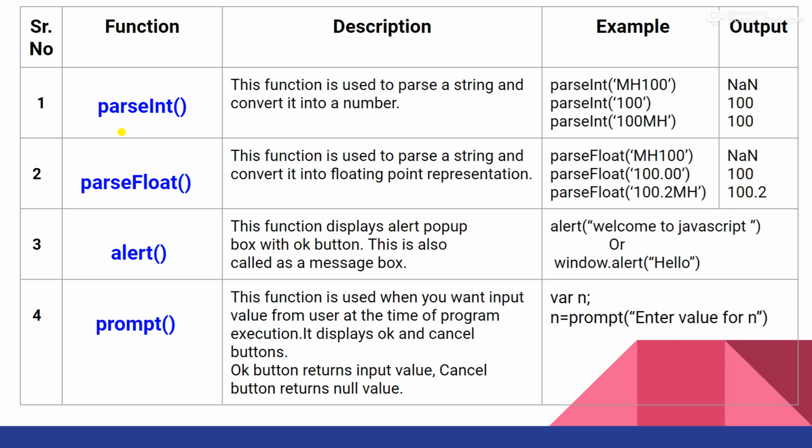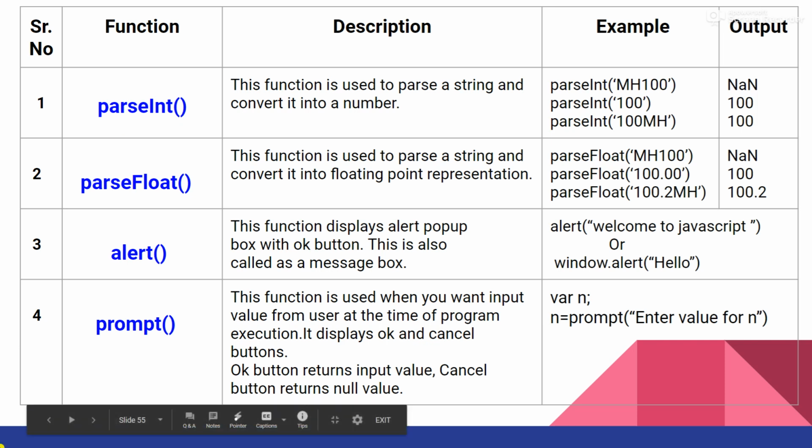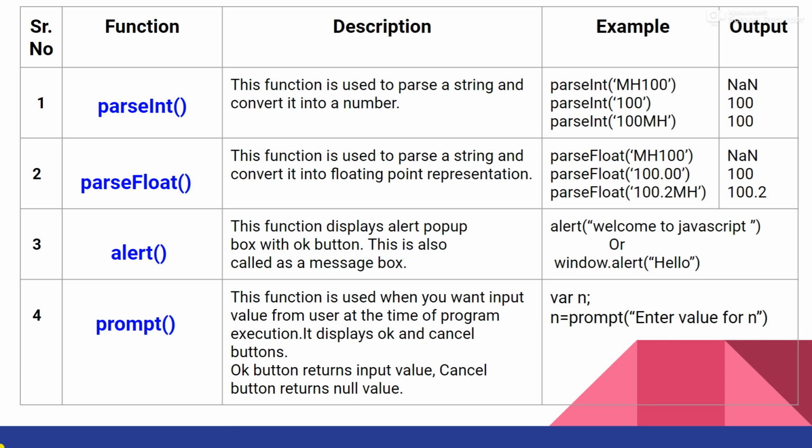Suppose my example is parseInt. In the bracket you can see single quote mh100. Now it will go through the string one by one, and when it starts from the left side, it will encounter that, oh, it's not a number, it is some alphabet. So the output it will give is NaN. What does that NaN mean? Not a number, right?